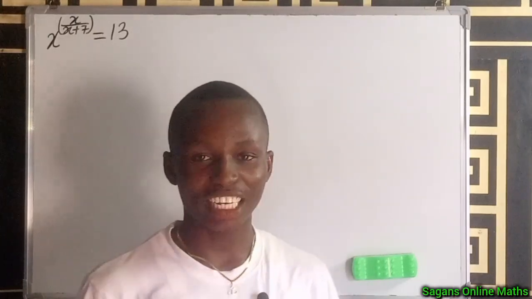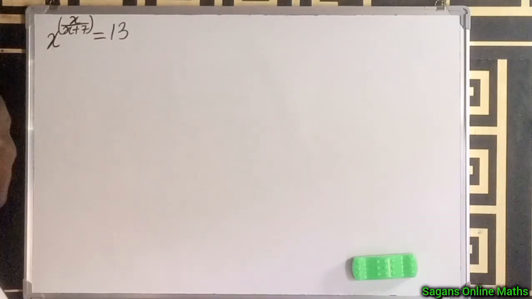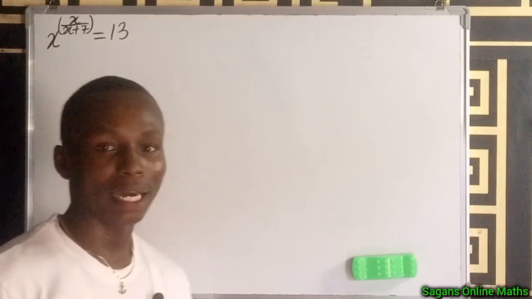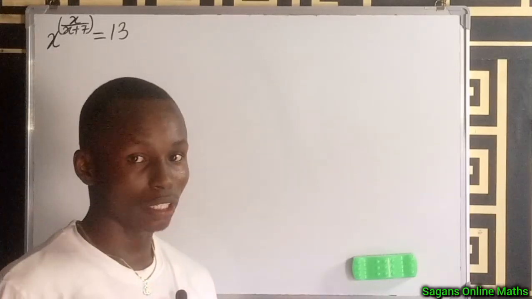Let's solve this question together. Now look at what you are given. We are given that x to the power of x divided by x plus 7 equals 13. We are expected to find the value of x. Questions like this are very simple if you obey the properties of lambert W function, indices and logarithm, right?